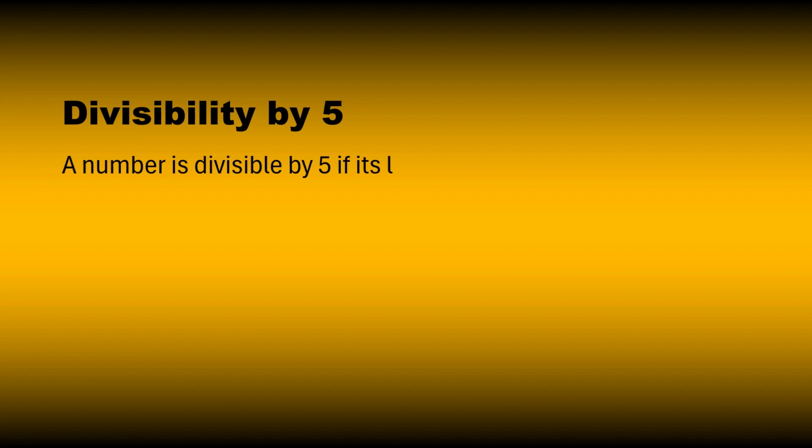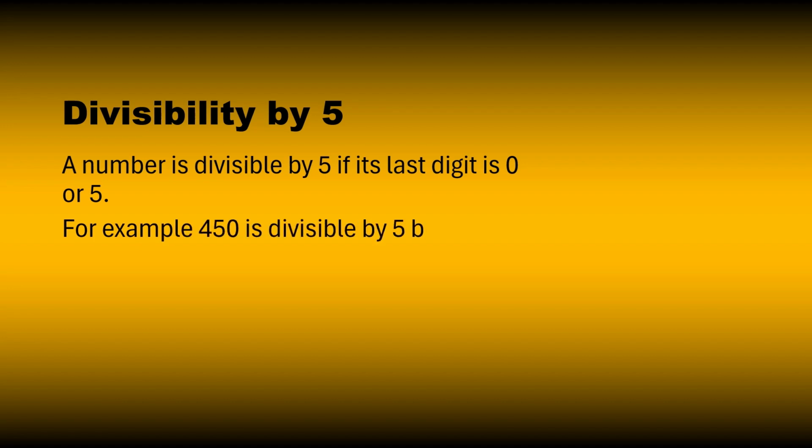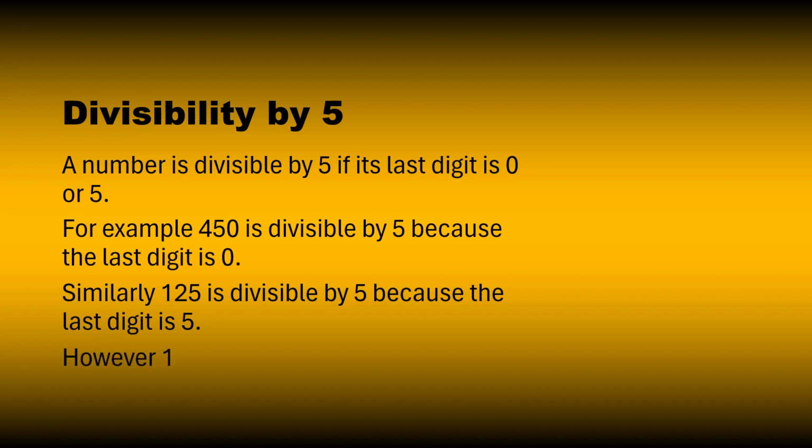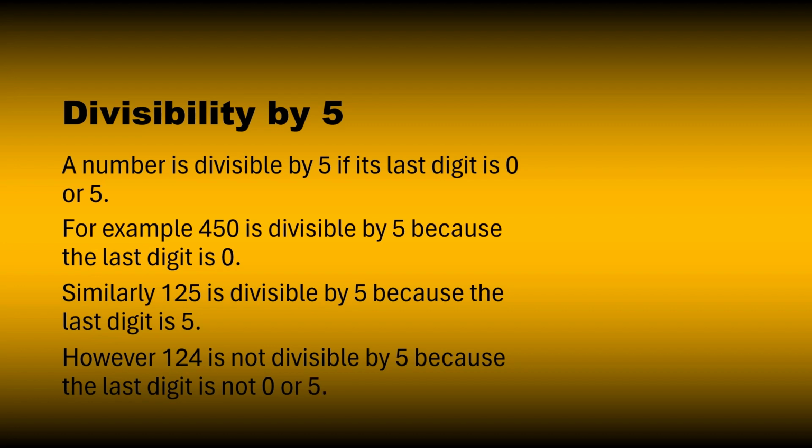Divisibility by 5. A number is divisible by 5 if its last digit is 0 or 5. For example, 450 is divisible by 5 because the last digit is 0. Similarly, 125 is divisible by 5 because the last digit is 5. However, 124 is not divisible by 5 because the last digit is not 0 or 5.